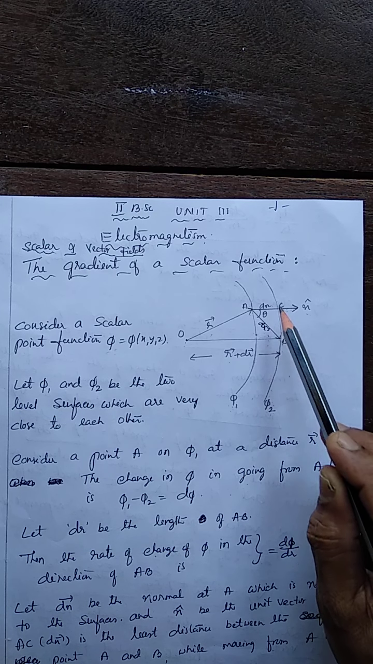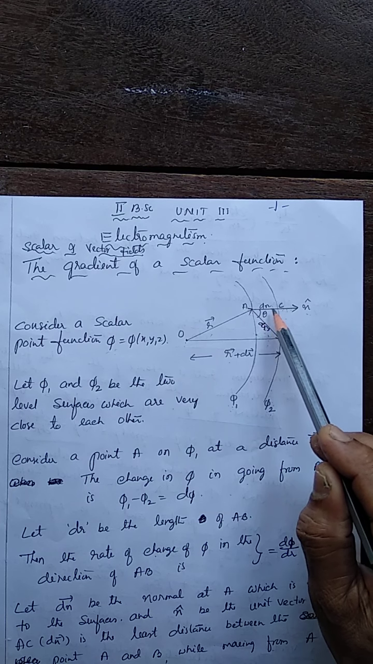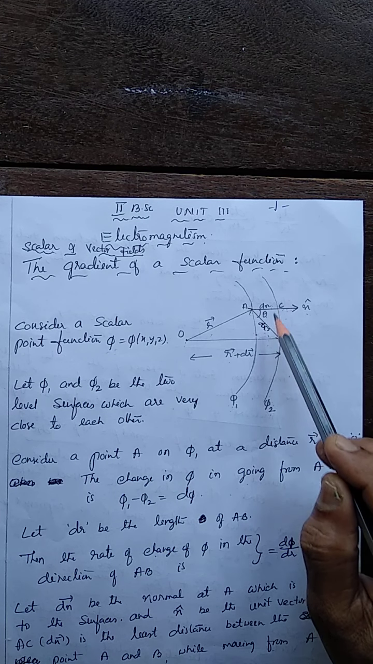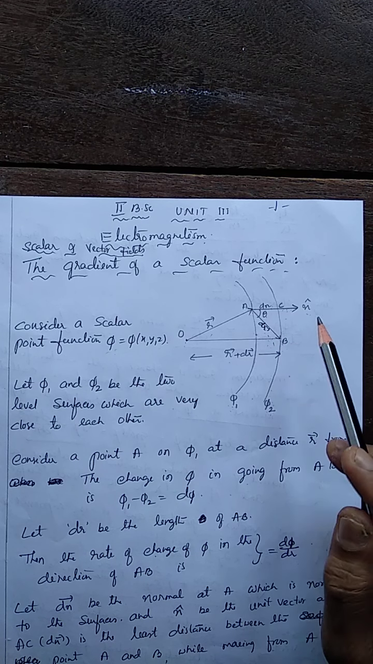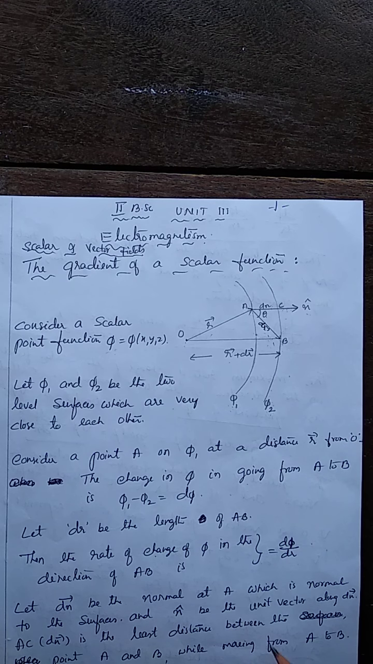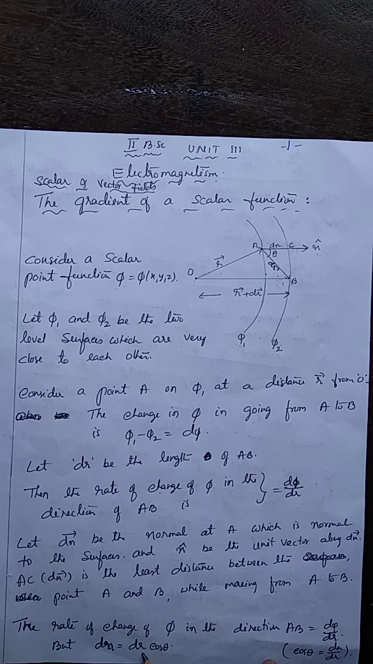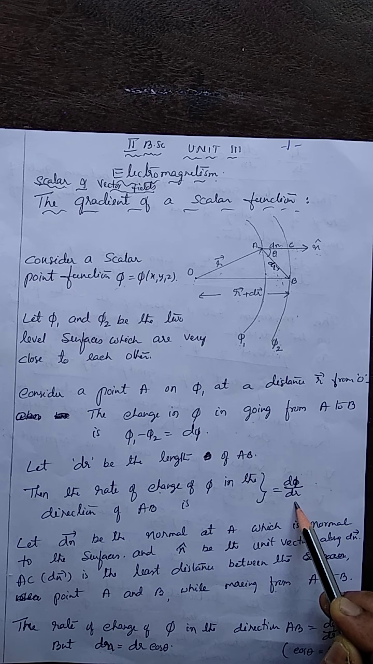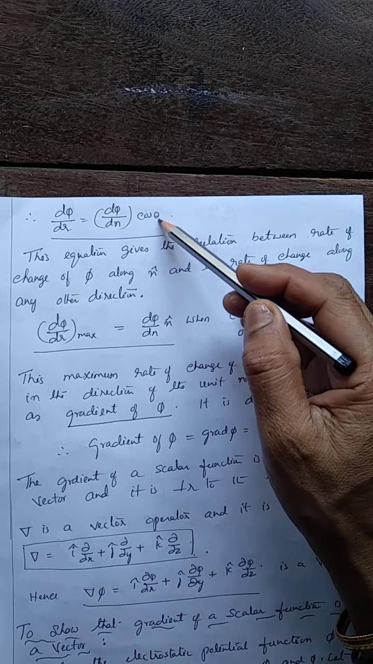From this diagram, we can find the relation between dn and dr. If you define cos theta as dn by dr, then dn is dr cos theta. Now, the rate of change of phi in the direction of AB is d phi by dr. From this, you can write dr as dn by cos theta. Substituting, d phi by dr is d phi by dn into cos theta.